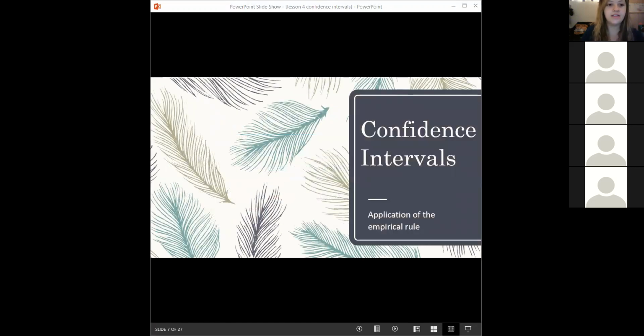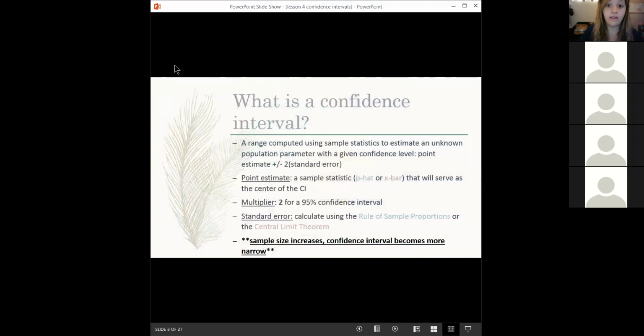Yes, confidence intervals. Here we go. Okay, so remember the empirical rule that we talked about before: 68% of the data is between plus or minus 1 standard deviation, 95% within 2, and then 99.7% within 3. We're going to apply that now to find confidence intervals, so we're using that in real life, if you want to call it that. Okay, so this is a basic definition of a confidence interval.